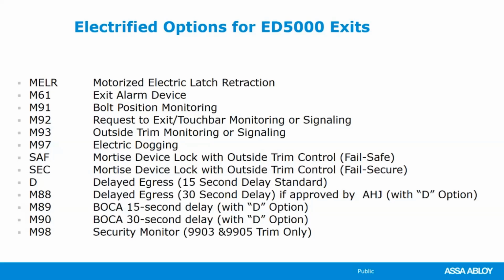The M89 and M90 are what we call our BOCA version, which was a request from building owner code officials. They wanted a device that would give you the 15-second or 30-second delay, but when the door came back shut, the alarm would go off. You don't have to go reset it. With the standard delayed egress, you have to go reset the device. The M98 is a security monitor for our 9903 and 9905 trims.